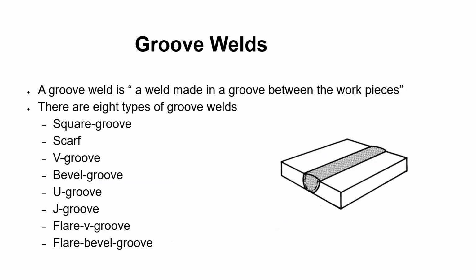Groove welds, a weld made in a groove between the work pieces. And we've got 8 types of groove welds: square groove, scarf, V groove, bevel groove, U groove, J groove, flare V groove, and a flare bevel groove.